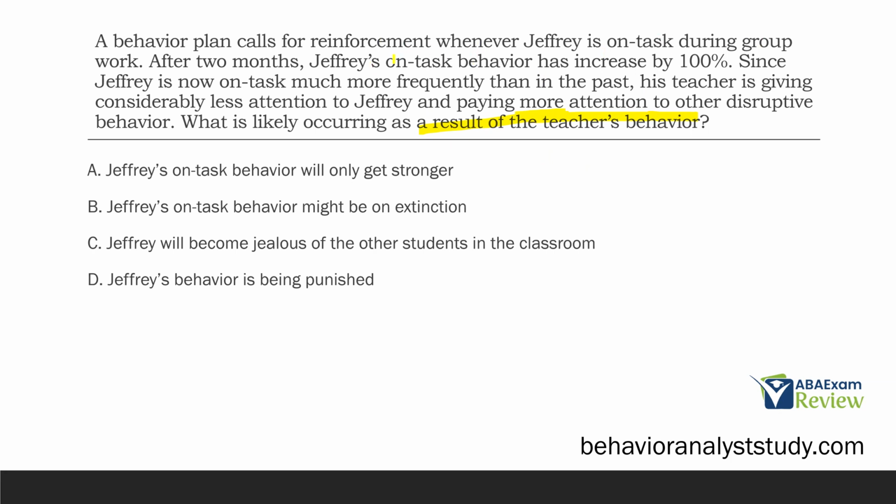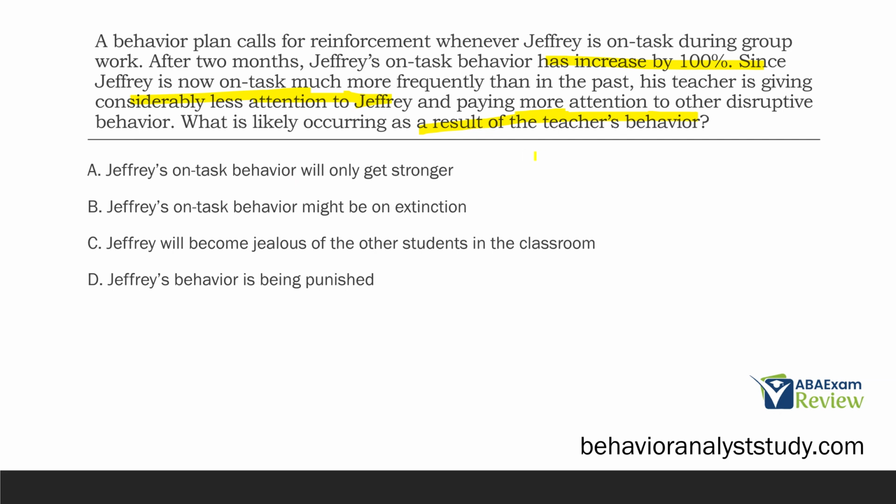Okay, so after 2 months, Jeffrey's on task behavior has increased by 100%. That's great. But now that he's on task much more frequently than in the past, his teacher is now giving him less attention and paying more attention to other disruptive behavior. So what's likely going on? Before, Jeffrey's behavior was being reinforced for being on task, and now Jeffrey's more or less being ignored because he's always on task. So A, Jeffrey's on task behavior will only get stronger.